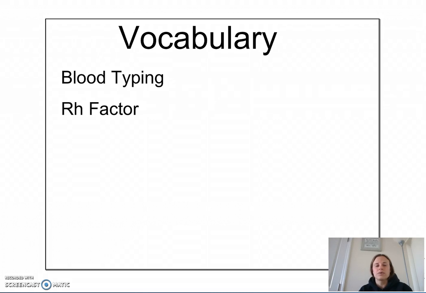We're actually going to continue our discussion on things that Mendel didn't know about. Mendel did not know that blood types are coded for by genes that are controlled by more than two alleles. And he also didn't know about something called the RH factor. And those are things we'll explore today.